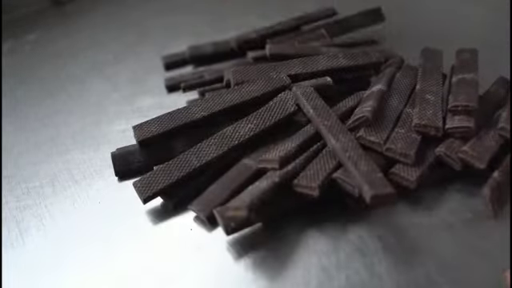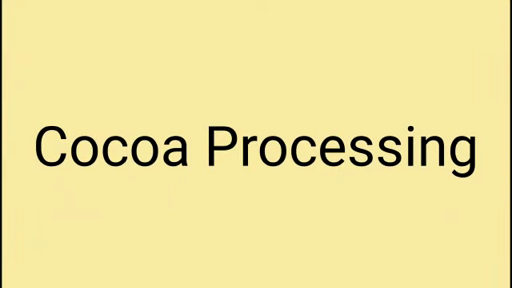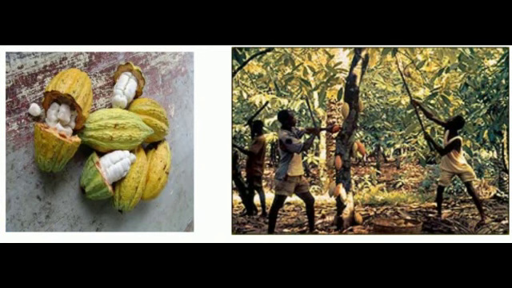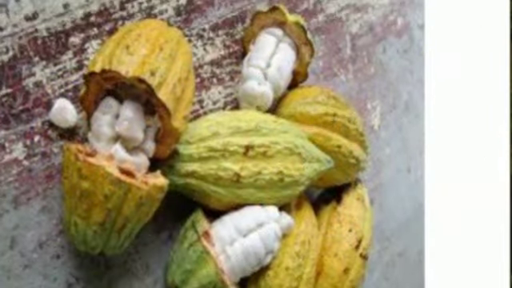Today in this video we are going to see about cocoa processing and a little about chocolates. First, let us see about cocoa processing. Basically, the cocoa beans are taken from cocoa pods. The pod is nothing but a capsule. The capsule containing cocoa beans is known as a cocoa pod. One single pod contains up to 50 cocoa beans.